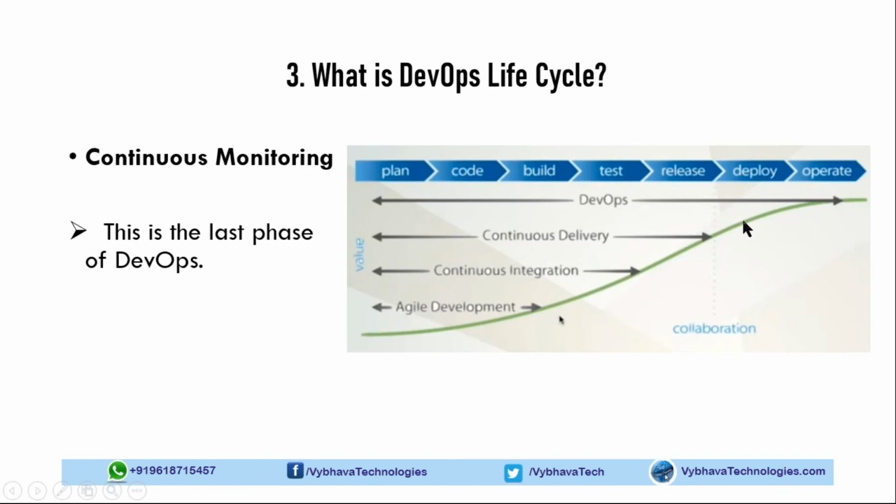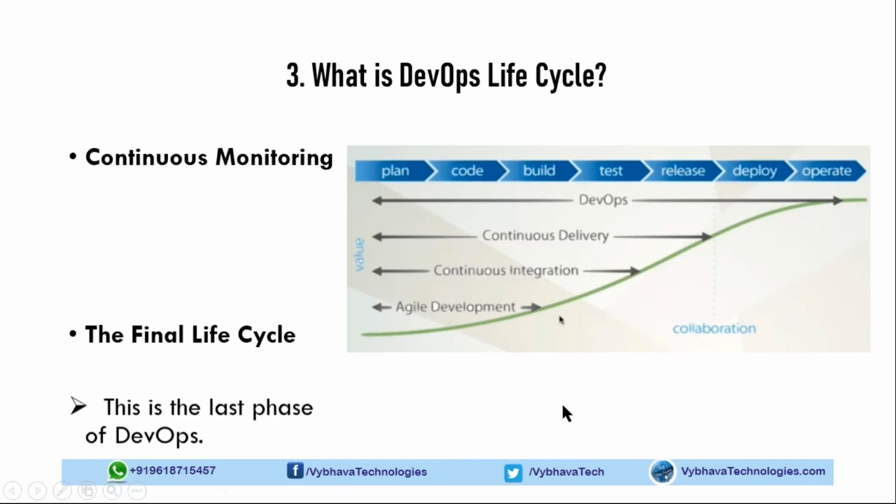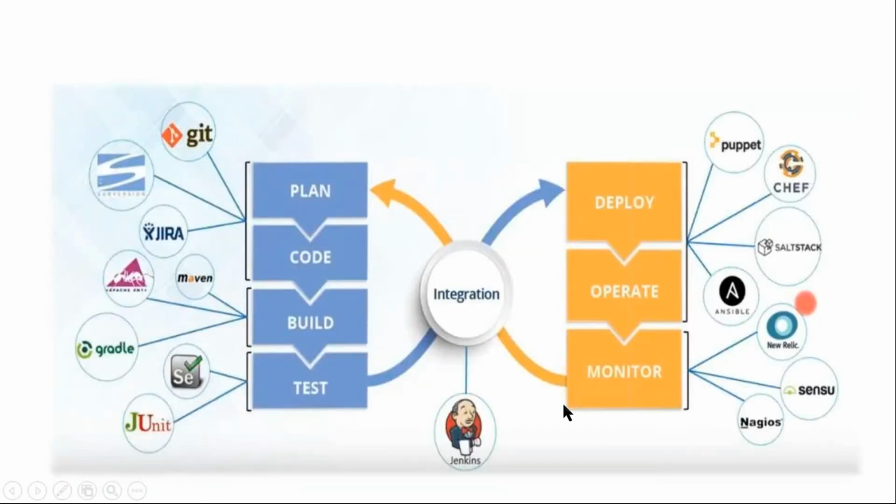Continuous monitoring is the operations side, and we are going to learn one of the monitoring tools, how it happens and where it happens. The final life cycle is this one. Okay, any questions?